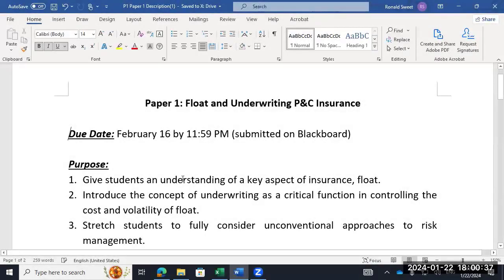So I was waiting to put this document out until after you read the paper.